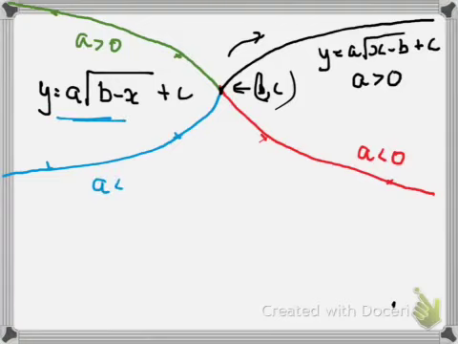So to summarise, you've got the x minus b graphs, or a square root x minus b plus c graphs, where a is positive and a is negative, and you've got the reflection in the y-axis graphs, a square root b minus x plus c, where a is positive and a is negative. So you've got 4 different scenarios there.